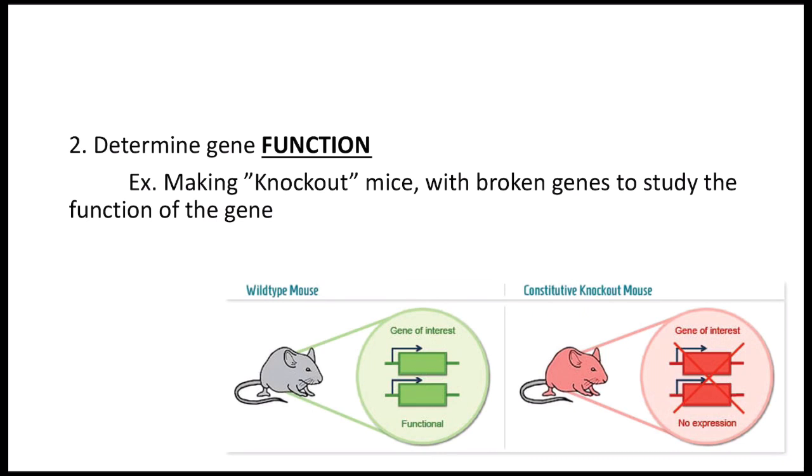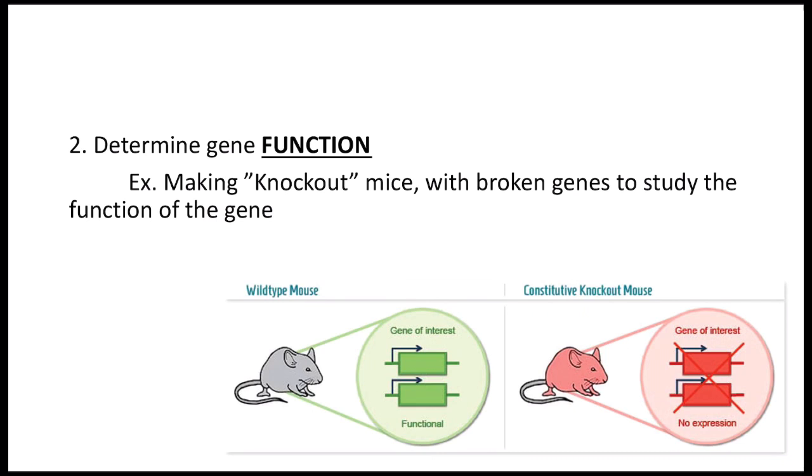Another use of GMOs is to determine gene function. So this is basically what are genes used for. They do this through what is called a knockout mouse, which is where they break the gene of interest in order to study the function of the gene. So if the gene is broken, meaning it's not expressing what the gene should be expressing, it can't perform its function. So then you can see what that function is lacking or has lost.